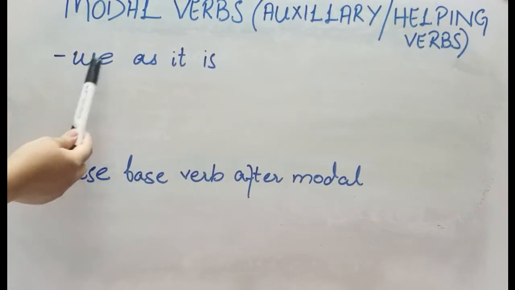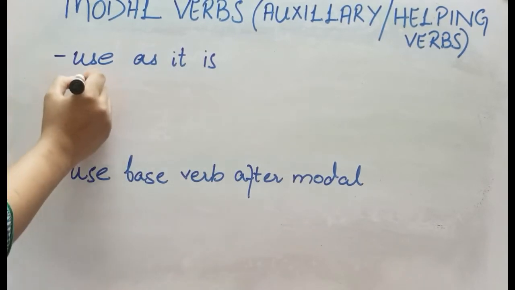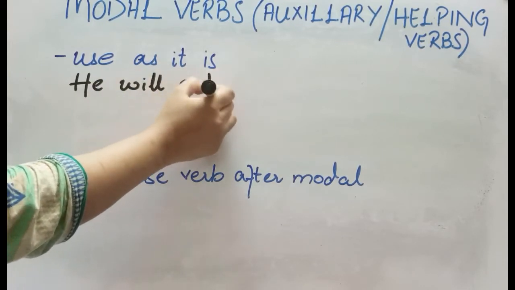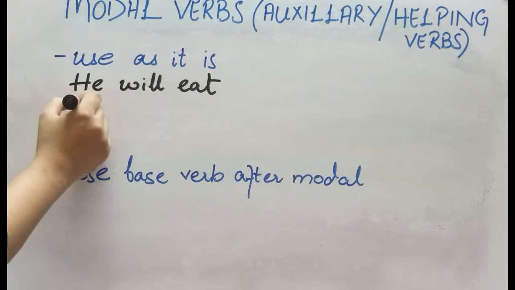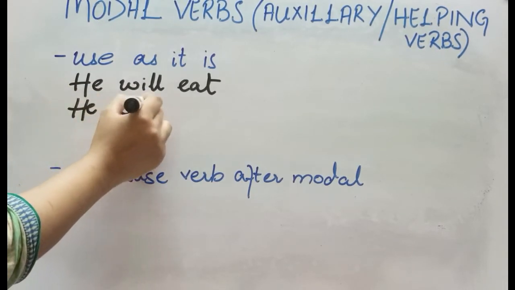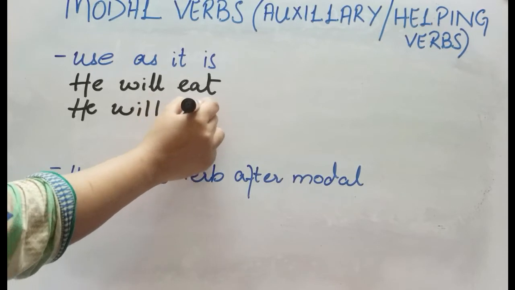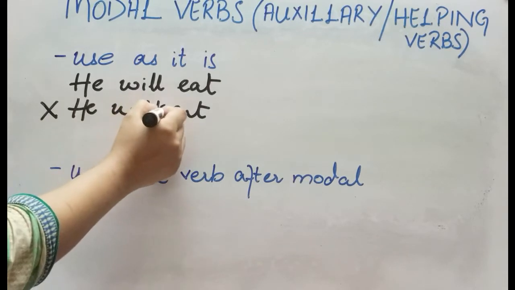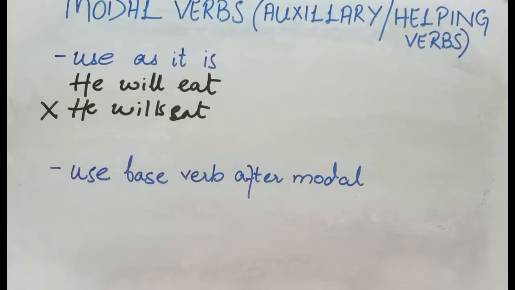The first rule is use as it is. For example, I say he will eat. You cannot say he wills eat. See, this is totally wrong. You could say she will cook. You cannot say she wills cook, or she wills not cook. So you don't have to change it. You have to keep the sentence the same.